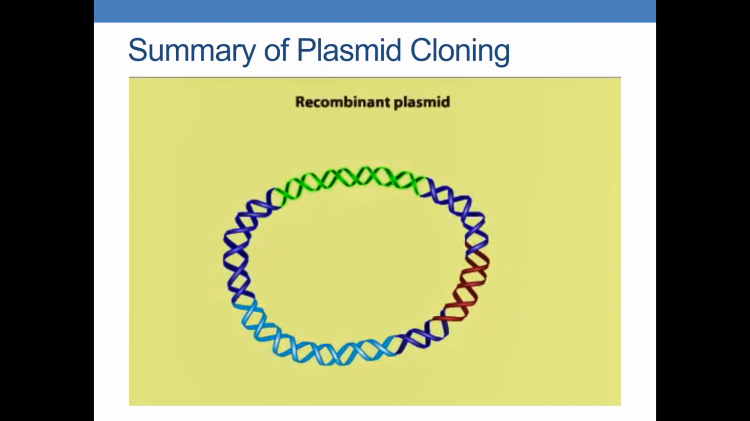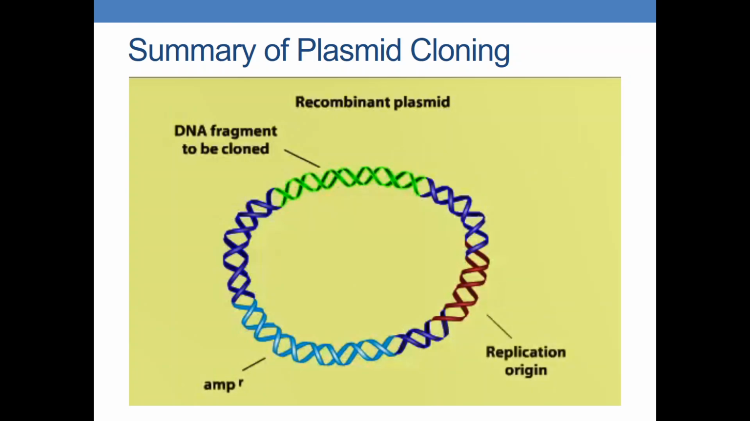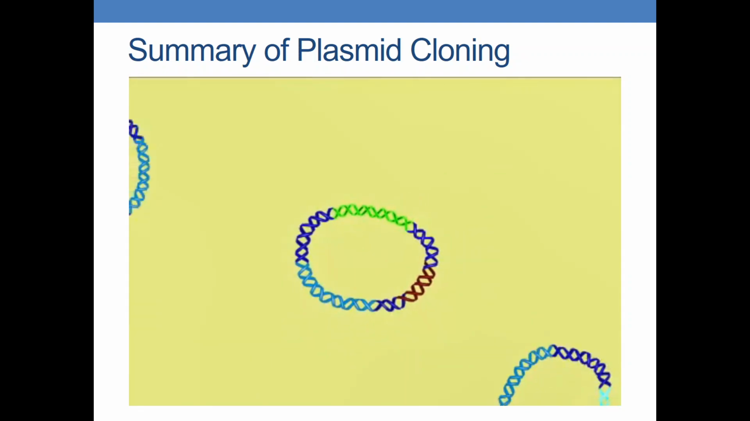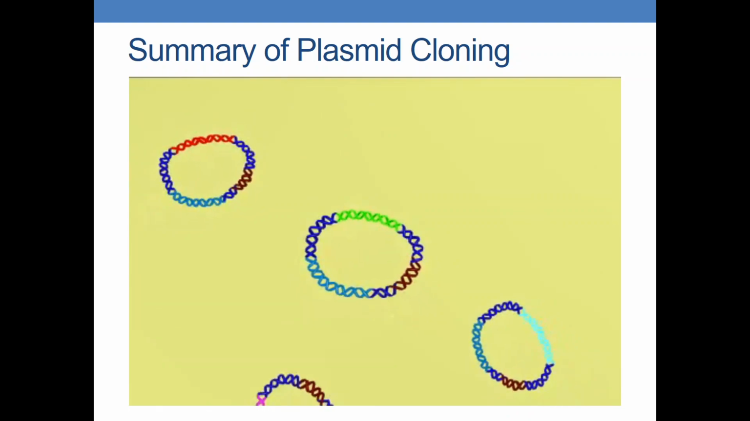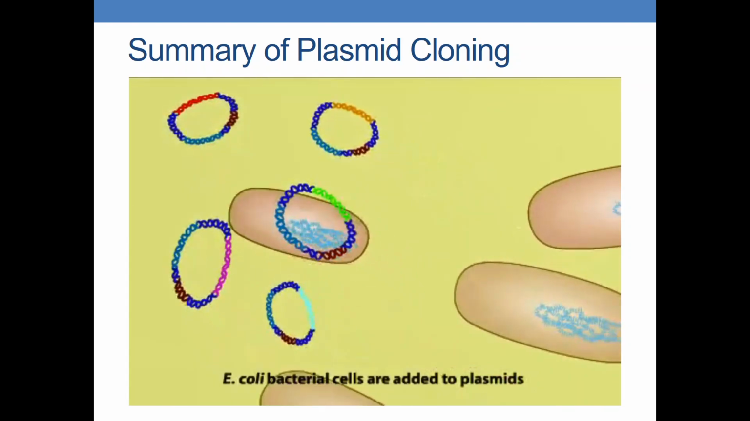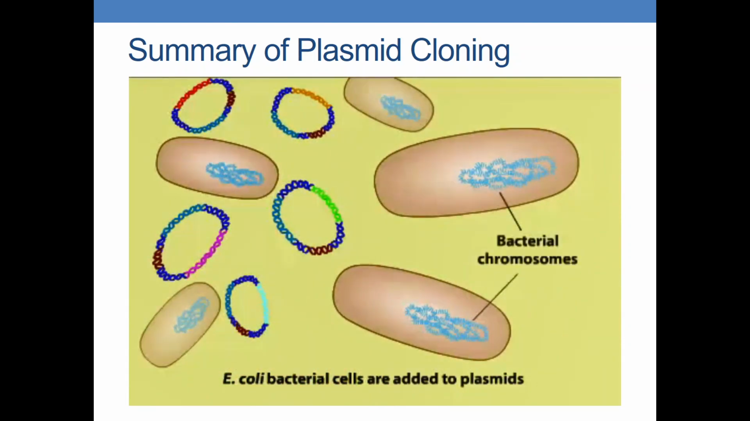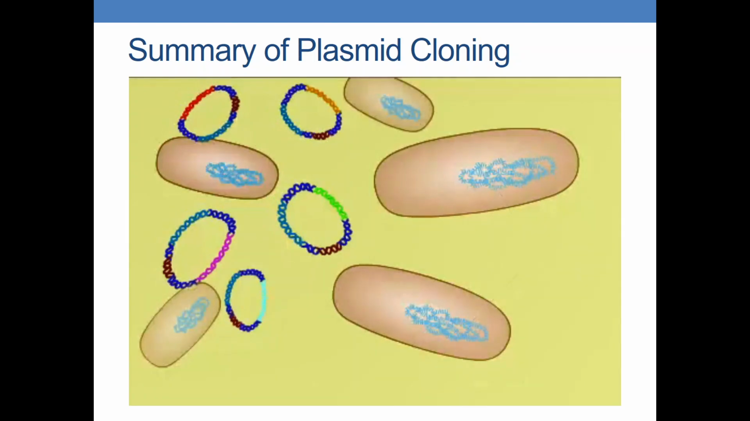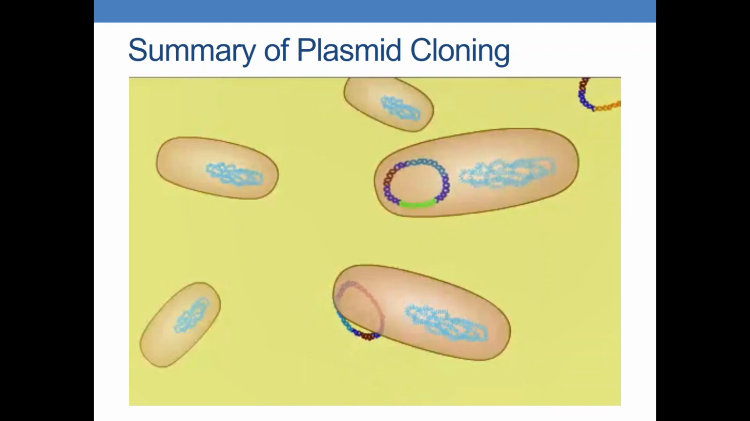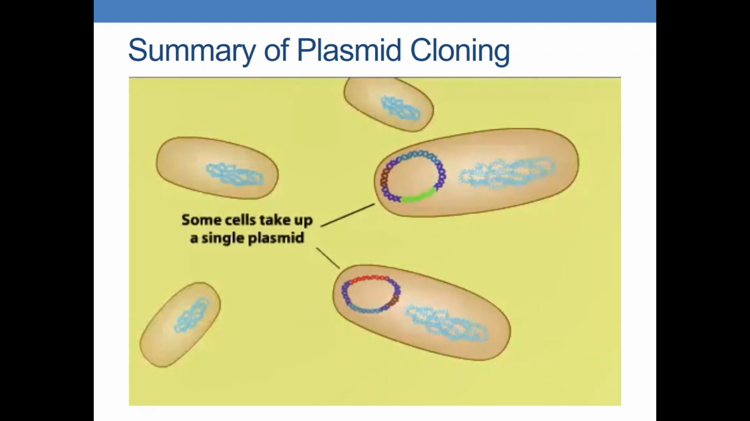Each of these recombinant plasmids contains the inserted DNA fragment, an ampicillin resistance gene, and a replication origin. A pool or library of circular recombinant plasmids is thus created. Each plasmid carries a unique fragment of foreign DNA, as indicated by the colored arrows. Next, the host cells, E. coli bacteria, are added to the recombinant plasmids. The cells have been treated with calcium chloride to make them permeable to DNA molecules. Through a process called transformation, a few cells take up a recombinant plasmid, while most other cells do not.